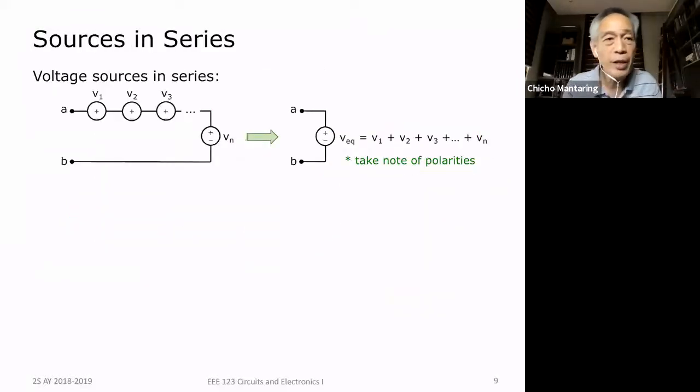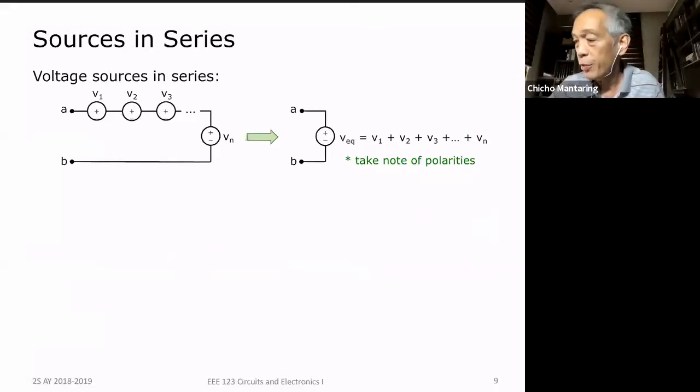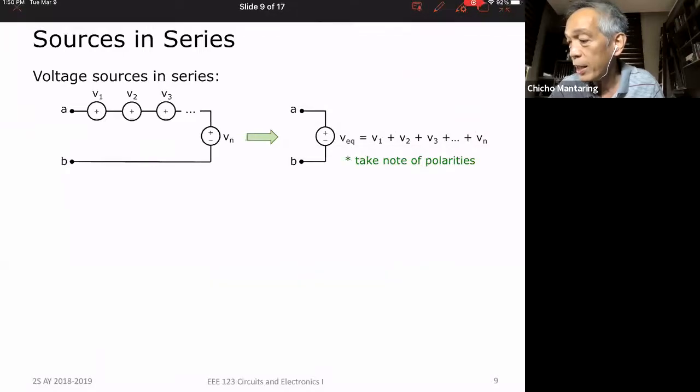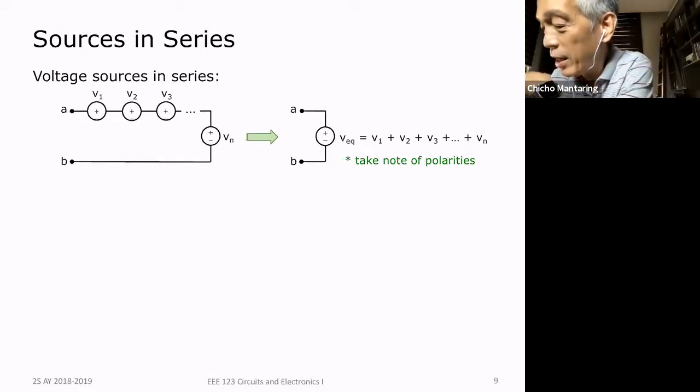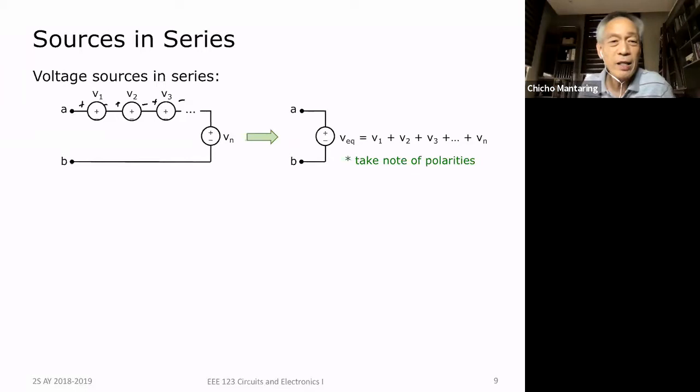Okay, so let's continue with circuit simplification. So the next thing we'll take up are sources in series. Let's say I have n voltage sources that are in series. Sorry, there's something wrong with the figure here, no? This should be plus minus, plus minus, plus minus. No? So let's say I have n voltage sources in series. With respect to terminals A and B, I can represent all those voltage sources with just one equivalent voltage source, where the voltage source is V1 plus V2 plus V3 all the way to plus Vn. No? But you have to take note of the polarities.